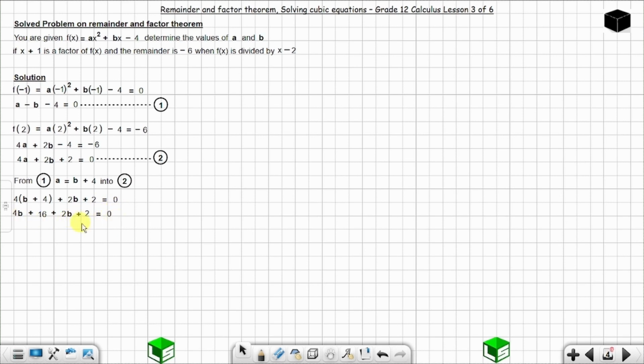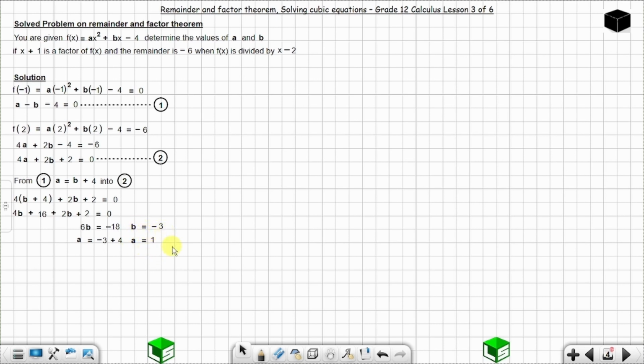4b plus 2b, which is 6b. This is equal to 16 plus 2, which is 18, to the other side, negative 18. You're going to divide by 6 on both sides so that you solve for b. Negative 18 by 6 is negative 3. This is b. Now a, to get a, you are going to use a is equal to b plus 4. b is equal to negative 3, so you have plus 4. So a is equal to 4 minus 3, which is 1. Okay, a is equal to 1, b is equal to negative 3.